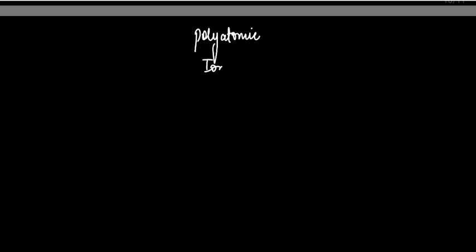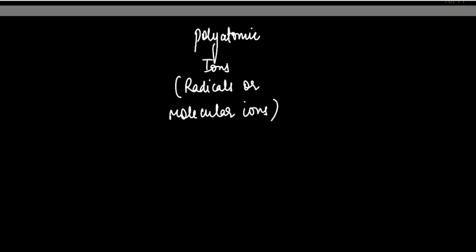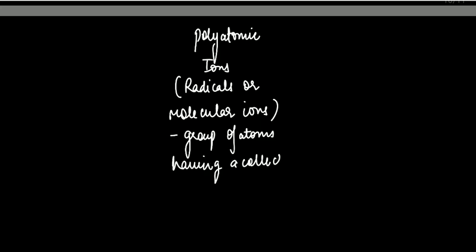So the next part is polyatomic ions. We even call them radicals or molecular ions. So how do we define them? These are a group of atoms having a collective charge on them. Poly in chemistry stands for many. That means many atoms are going to be required.